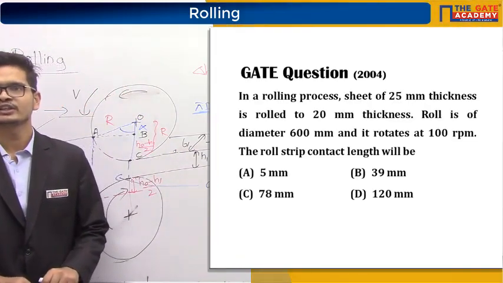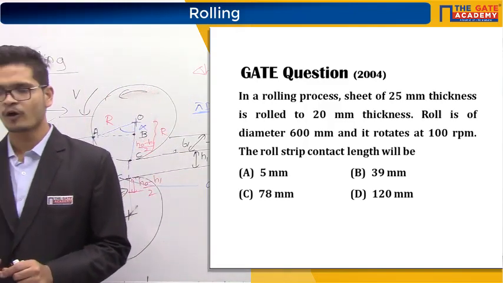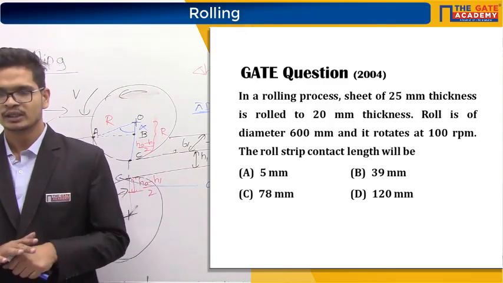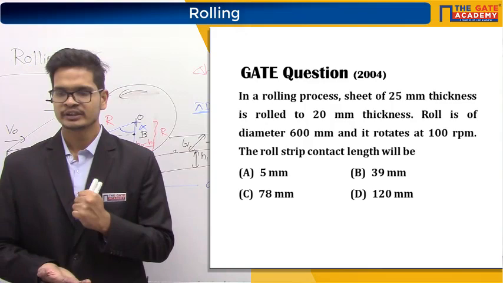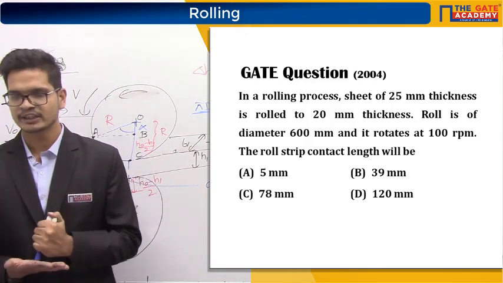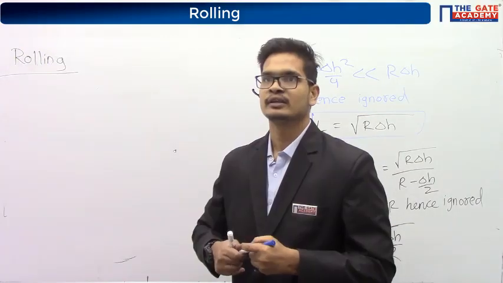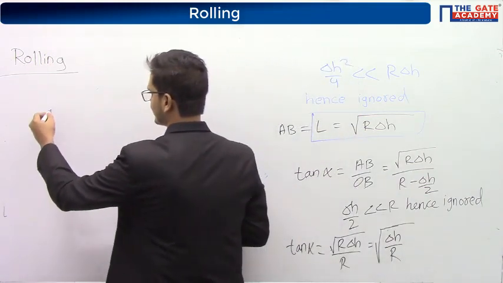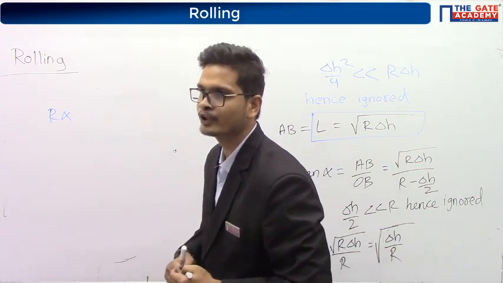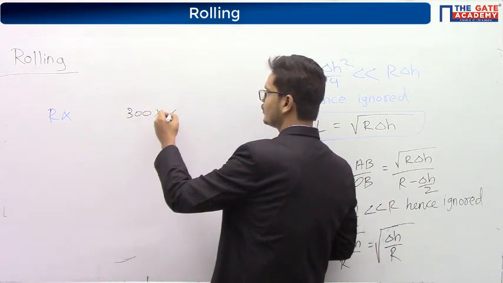Please try this question, the question that is available on the secondary screen. In a rolling process, a sheet of 25 mm thickness is rolled to 20 mm thickness. Roll is of diameter 600 mm and it rotates at 100 rpm. The roll strip contact length is. Please tell me the answer for this question. Let me check. Roll strip contact length means they are talking about R alpha, right? Radius is already known. Radius is 300 into alpha.